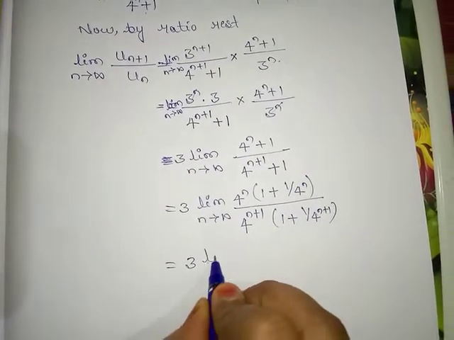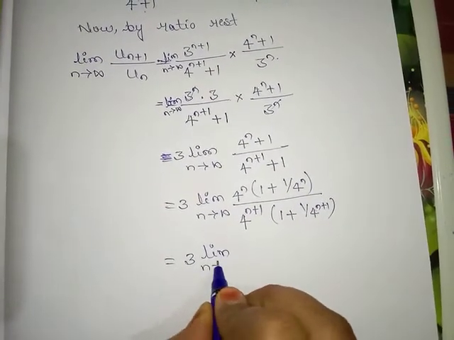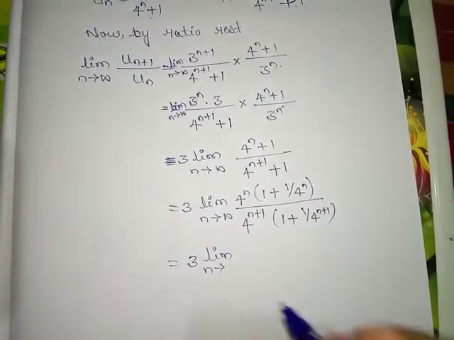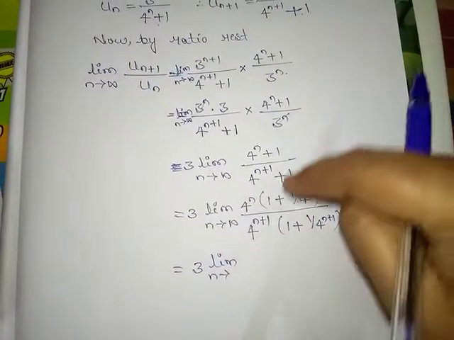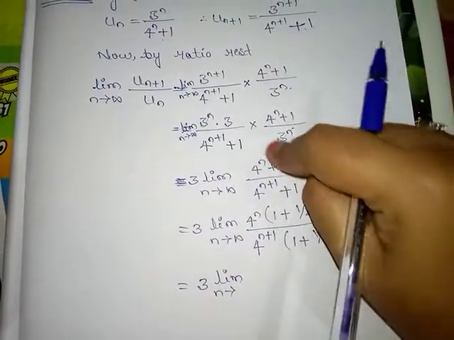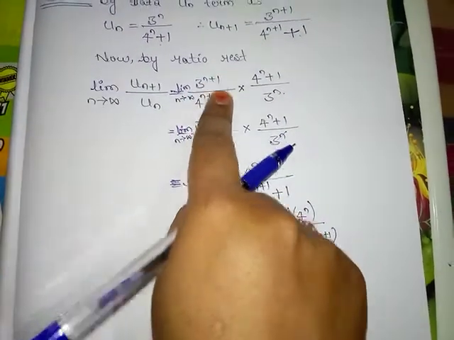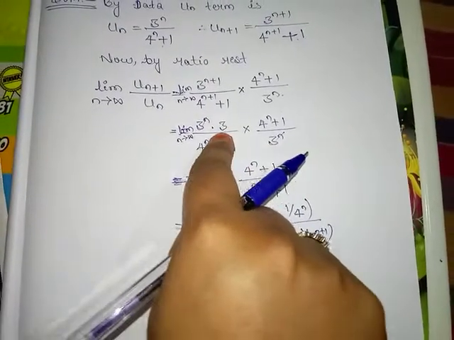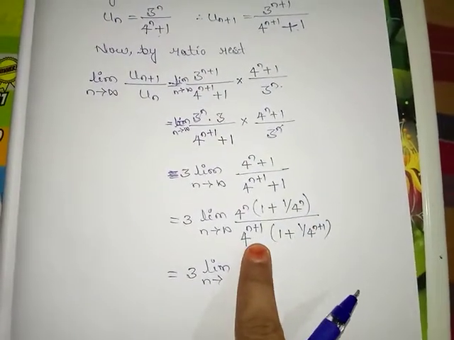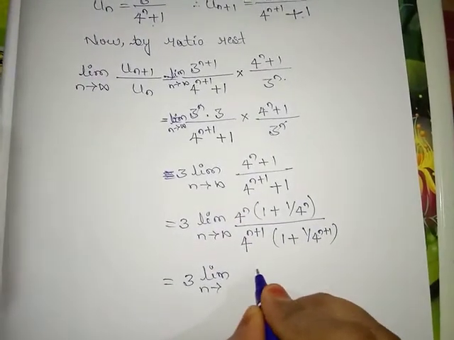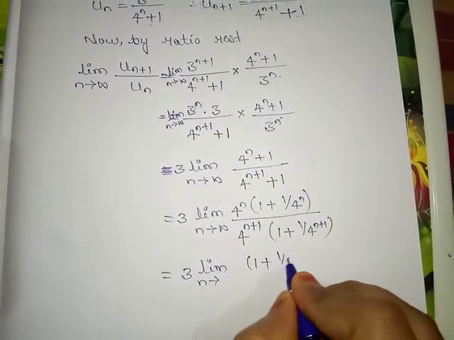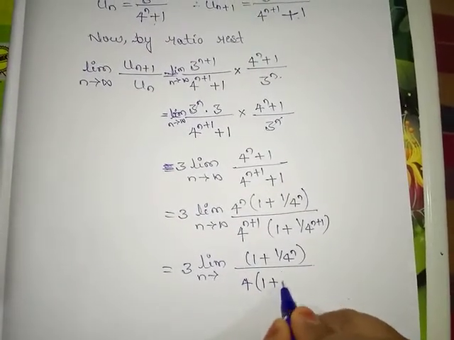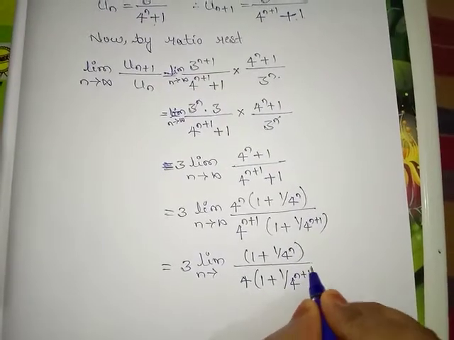we know that this 4 raised to n plus 1 can be written as 4 raised to n into 4. That 4 raised to n cancels with another 4 raised to n. This concept is the same as this one. See, 3 raised to n plus 1 is written as 3 raised to n into 3. 3 raised to n cancels with this 3 raised to n. Remaining is 3 here. Here also the same, we get only 4 in the denominator. It will be 1 plus 1 by 4 raised to n, divided by 4 is remaining, 1 plus 1 divided by 4 raised to n plus 1.